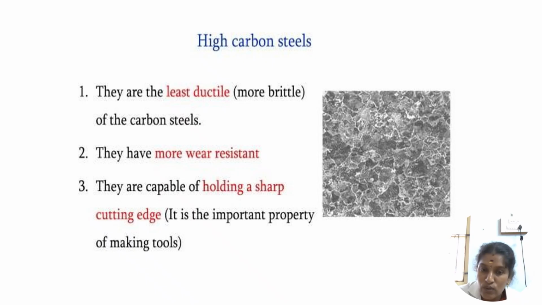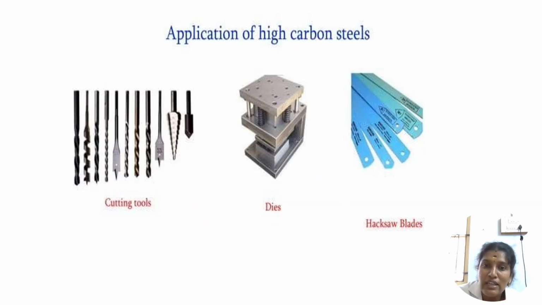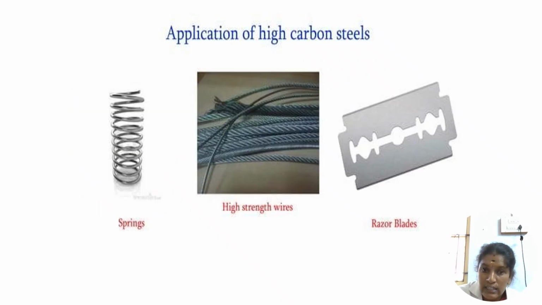Next, the first one is low carbon, the second is medium carbon, the third is high carbon. High carbon steel has the least ductility and more brittleness of the structure. It has more wear resistance also. But the main important property of this kind of carbon steel is that it holds sharp cutting edges. It can be used for making tools. So these are the main applications of high carbon steel: cutting tools, dies, blades and hacksaw blades, which are used in many areas, right? These can be made from high carbon steels.